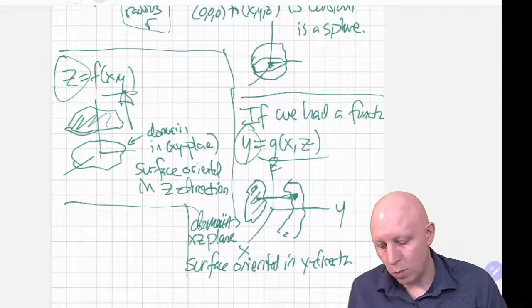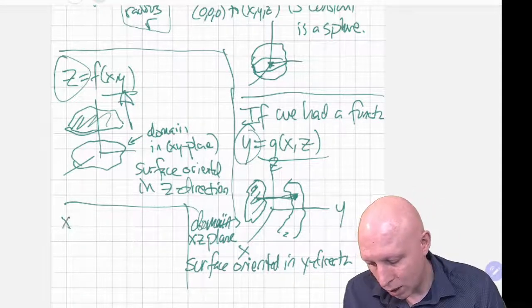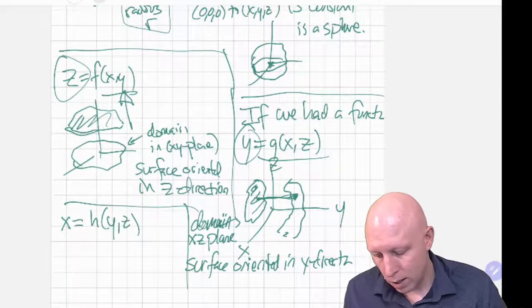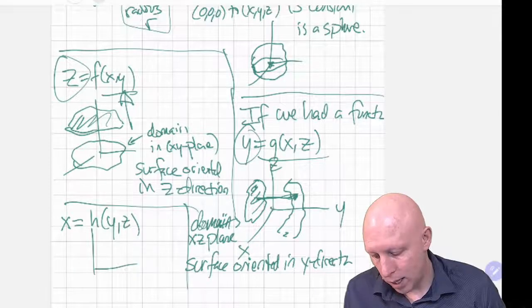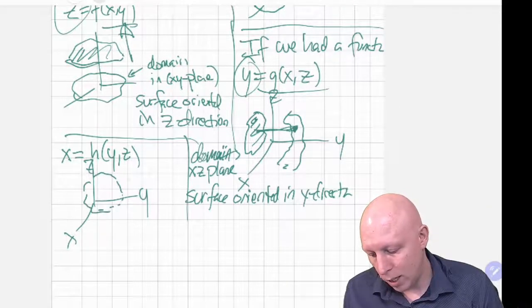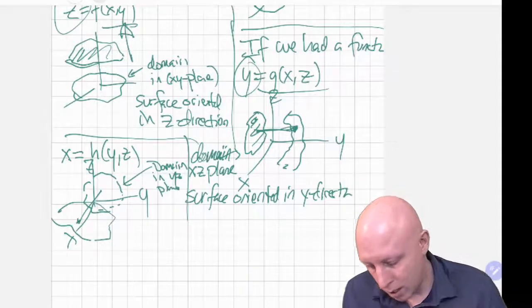Right? And then there's one more way in which you could have a function. We could have a function that looks like x equals h of y, z. And in that case, the domain is in the yz plane, and then the function gives you some surface lying up here in the x direction.